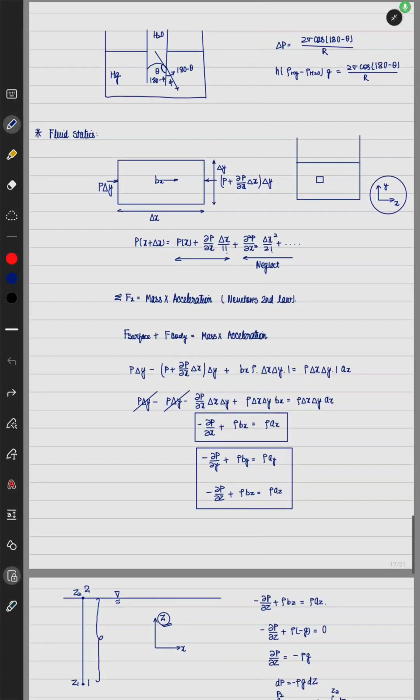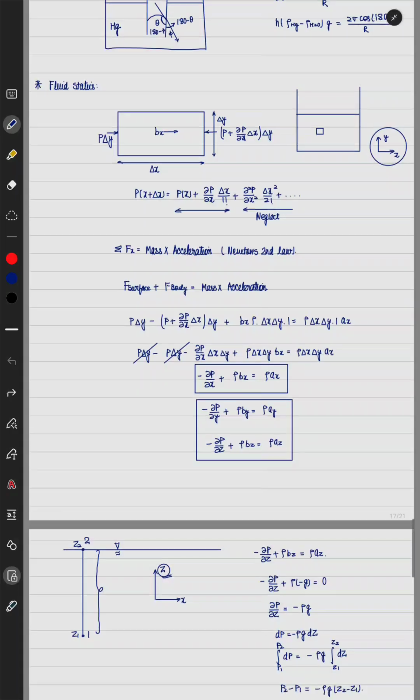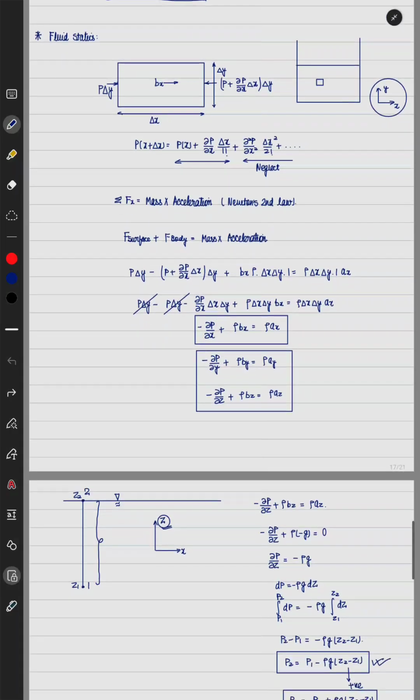Hello everyone. In the previous lecture, we discussed fluid statics, in which we had taken an element. The length in x direction is given by delta x, and in y direction it was given by delta y. And on this element, we applied the force balance. Force is given by surface force plus body force. The surface force was given by the pressure force at the left surface and the pressure force at right surface.